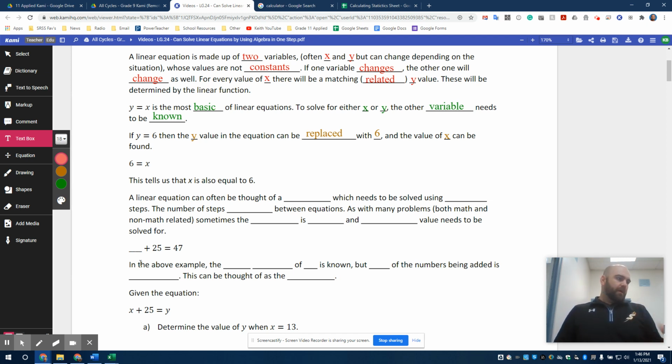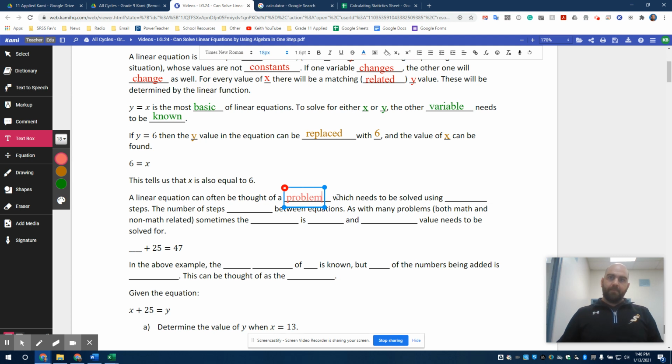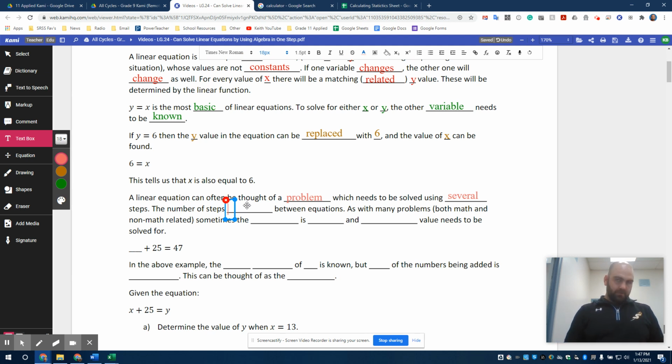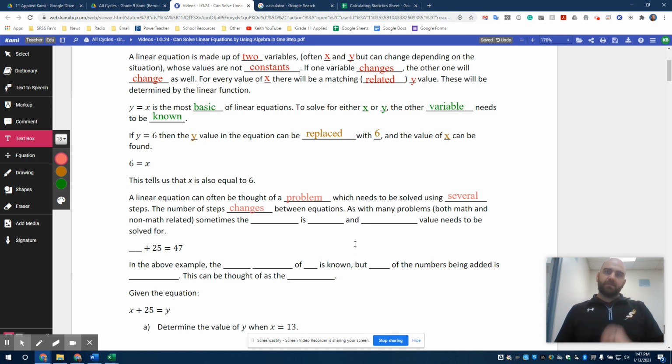Now, a linear equation can often be thought of as a problem which needs to be solved using several steps. The number of steps changes based on the equation. Today, we're going to be looking at ones that only have one step. In later lessons, we're going to be looking at ones that have multiple steps.